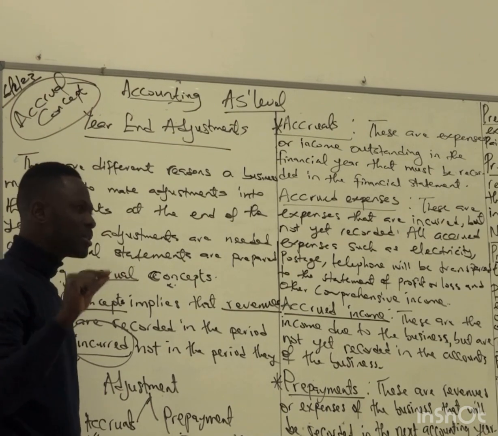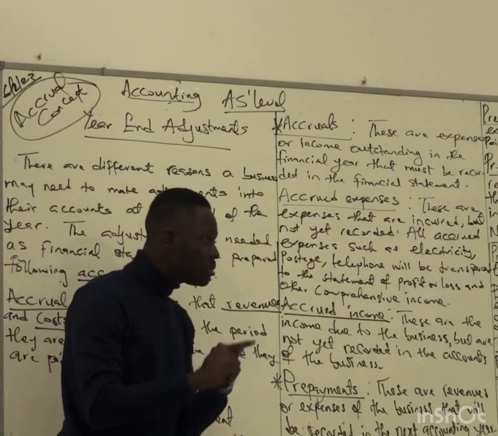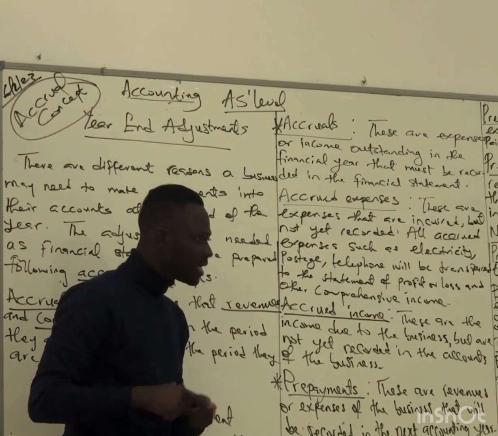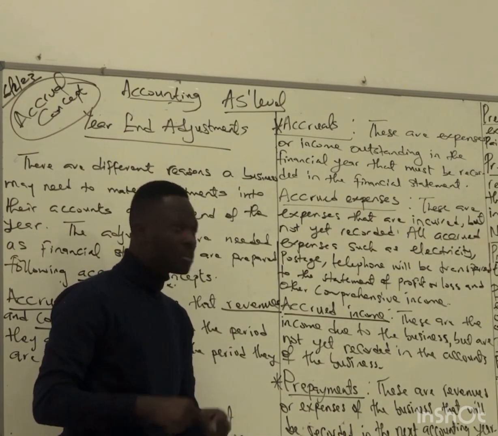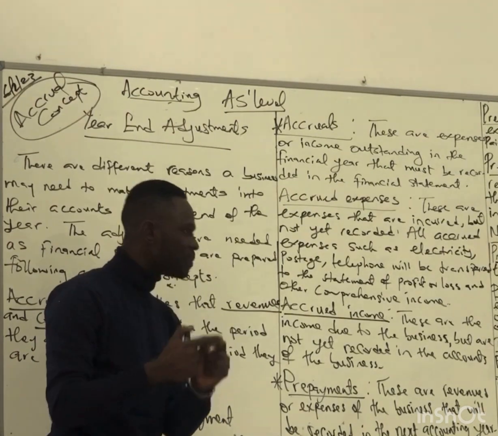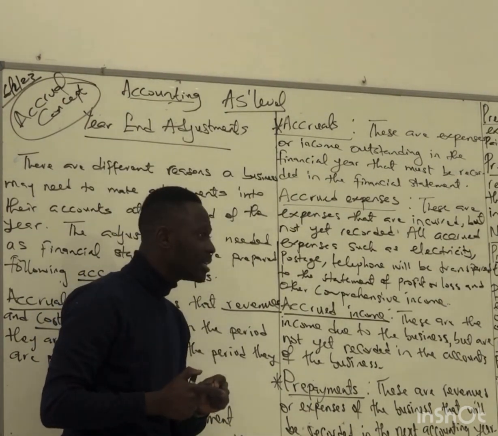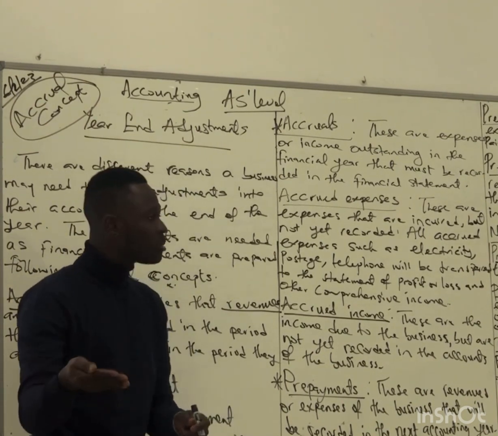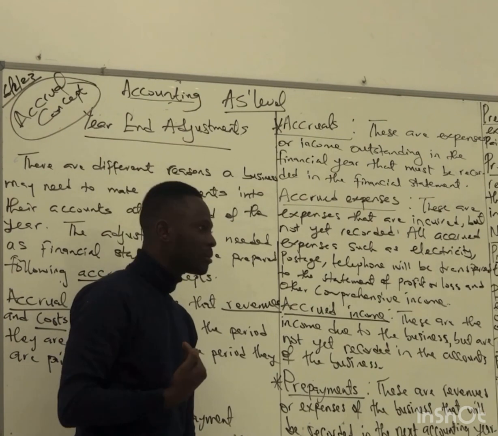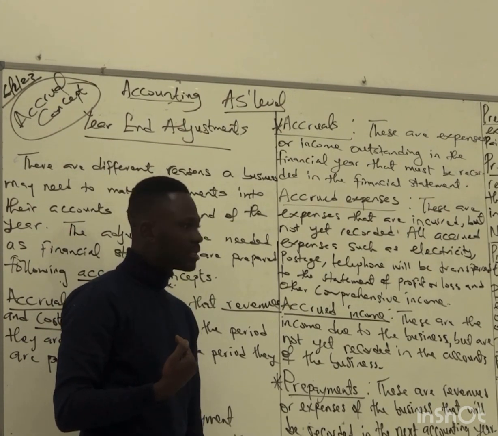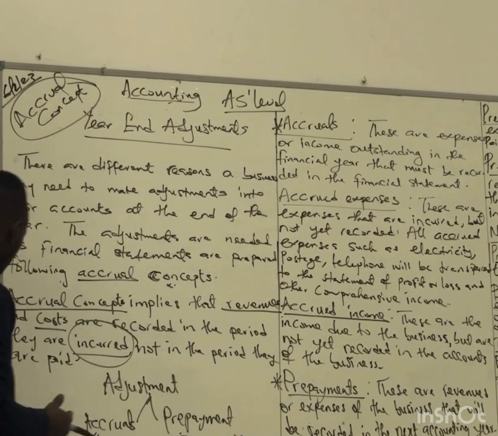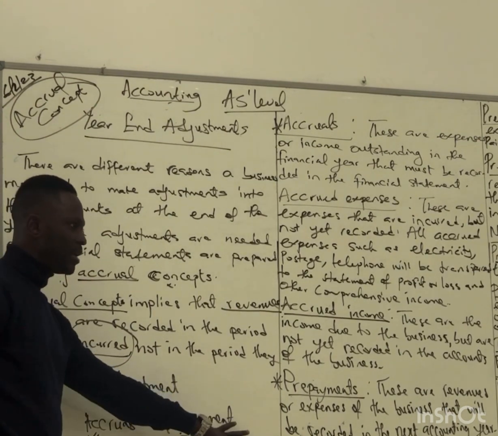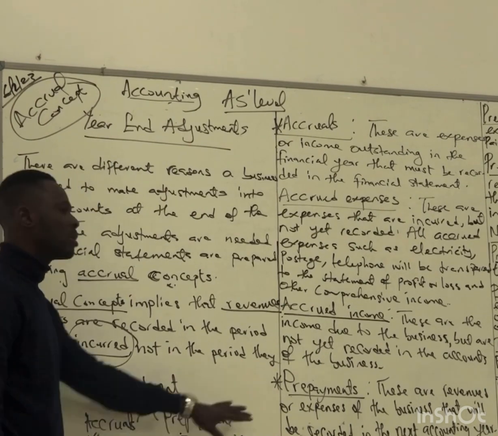Do you understand the accrual concept here? Revenues and costs must be recorded when they are incurred. That is why it is important for you to make adjustments to your financial statements, to take out those that have been paid for and those that have not been paid for. Do we get it? So adjustments could be accruals or prepayments.